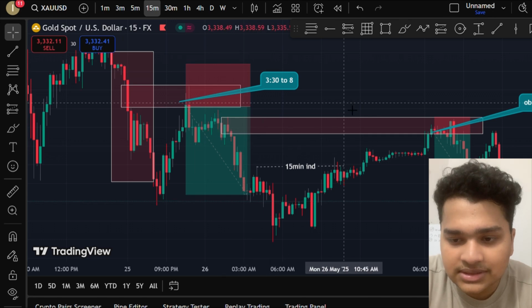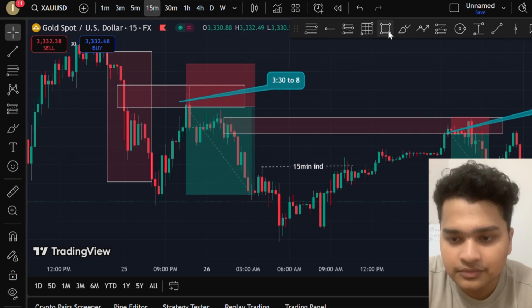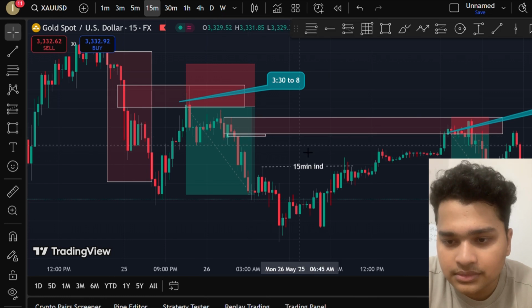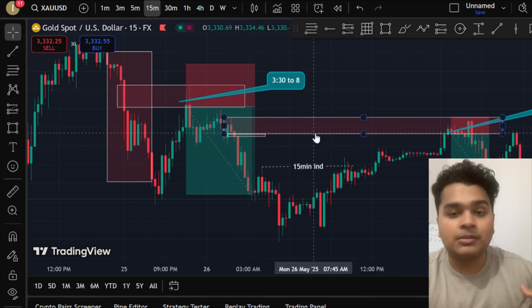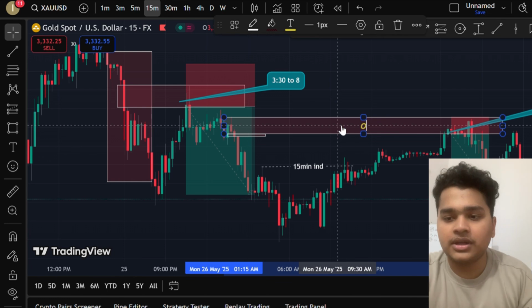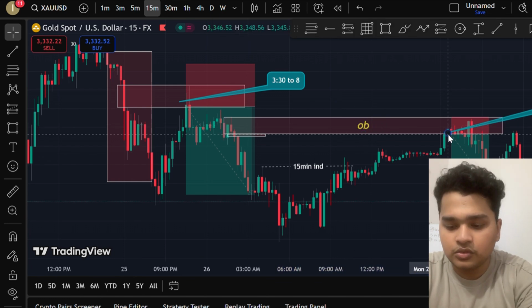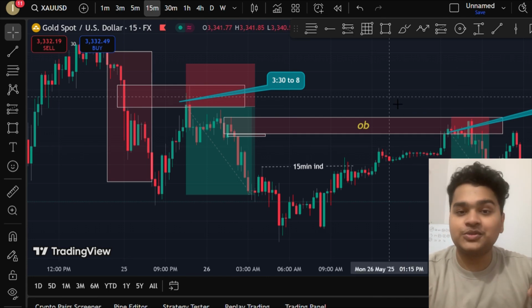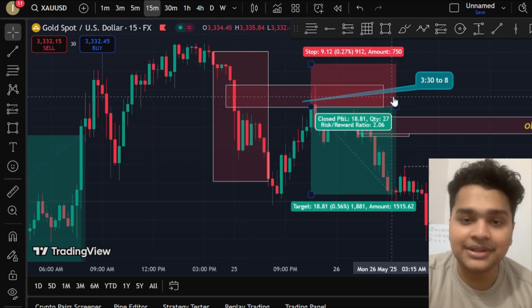So this is our most recent FVG from the pullback. This was our fair value gap. Here you can see, the candle above the FVG, we call it an order block. Okay, so this was our OB. When price retraced here, I took an entry and booked my 1:3. Simple.